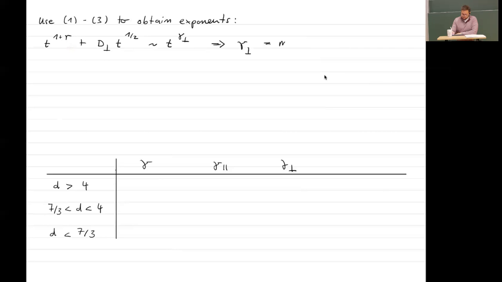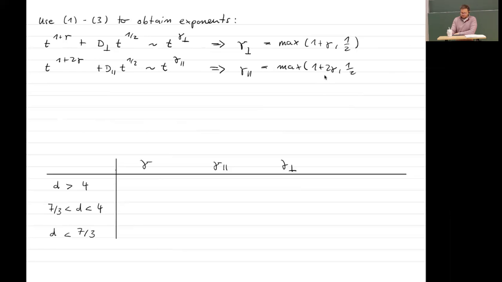So this is the max of 1 plus gamma and 1/2. And we can do the other thing also here. Okay, so second equation, t to the power of 1 plus 2 gamma plus d parallel times t to the power of 1 over 2 scales like t to the power of gamma parallel. And therefore, gamma parallel is whichever term on the left-hand side dominates for large values of t. So that means that this is the maximum of 1 plus 2 gamma and 1/2.